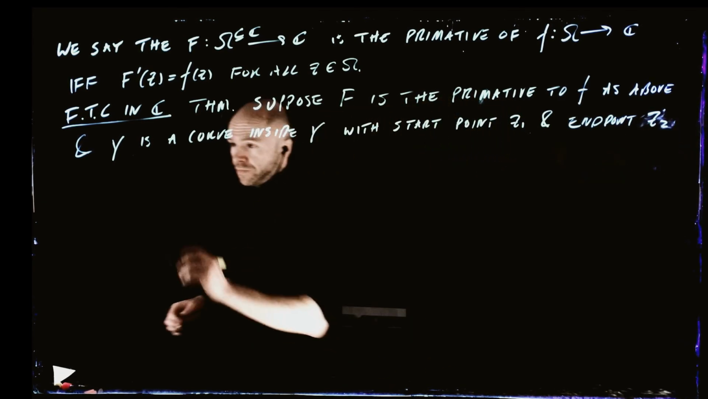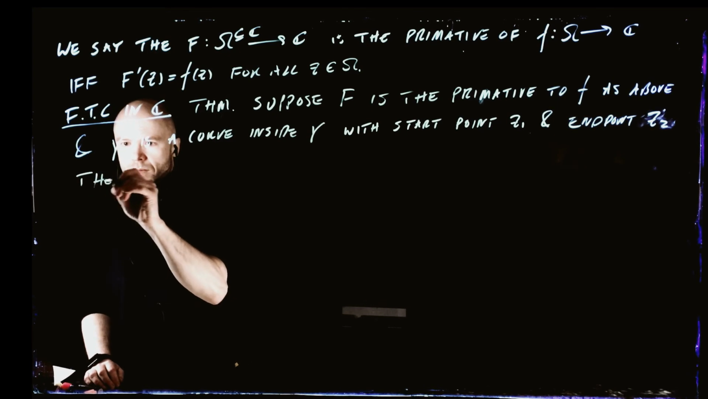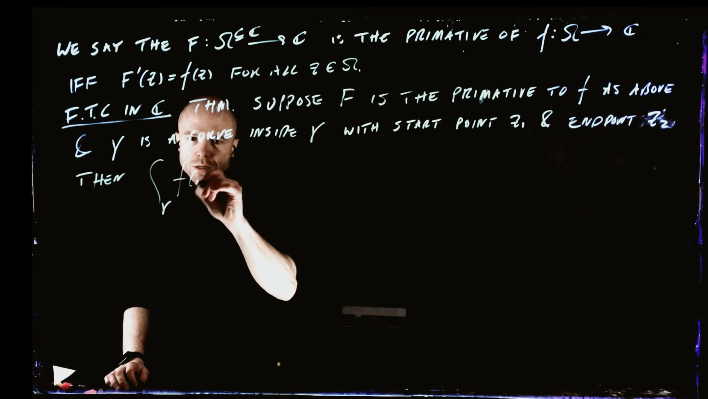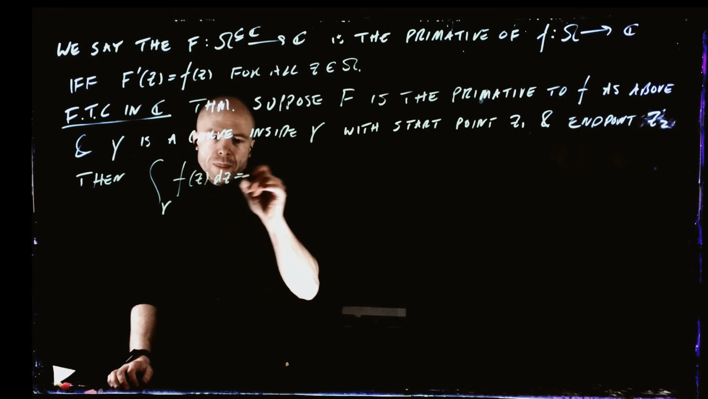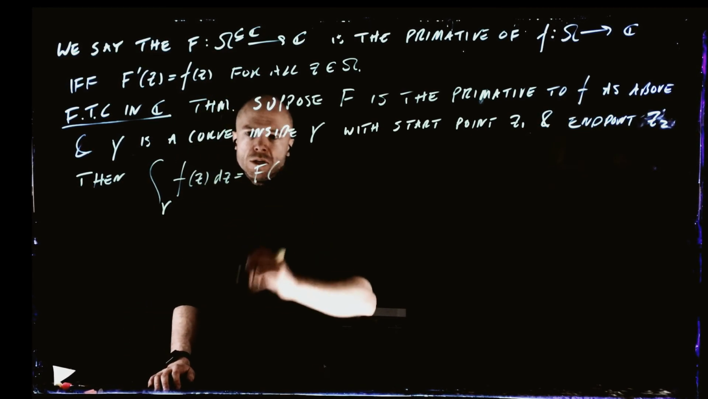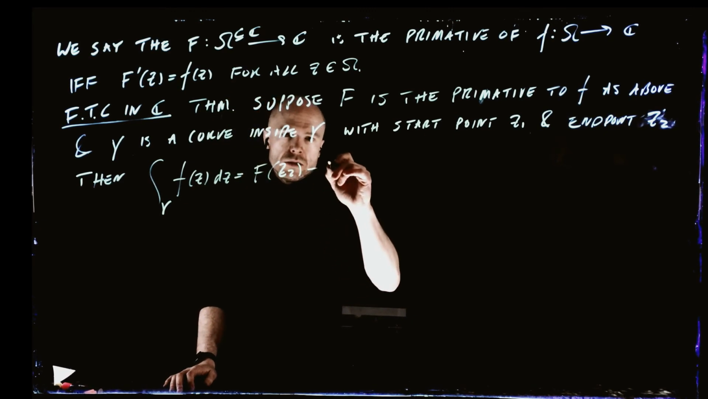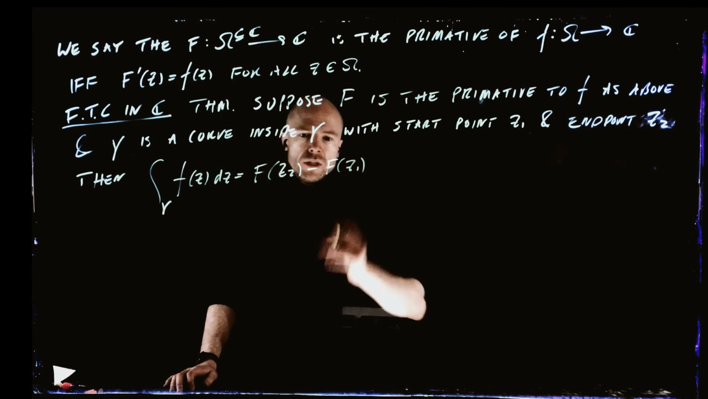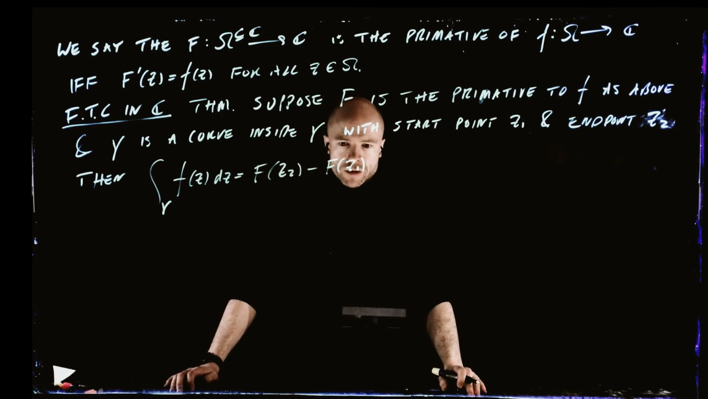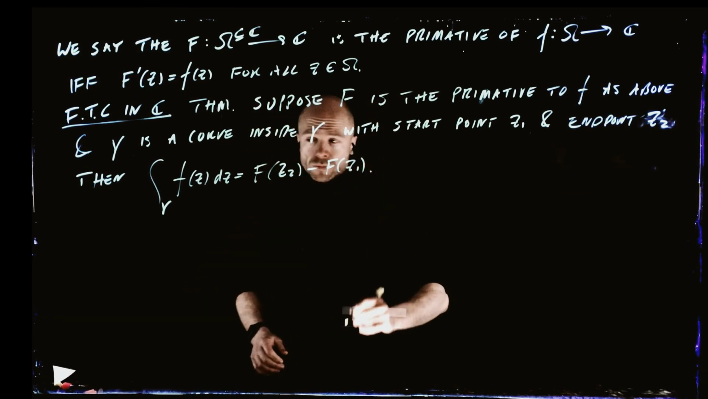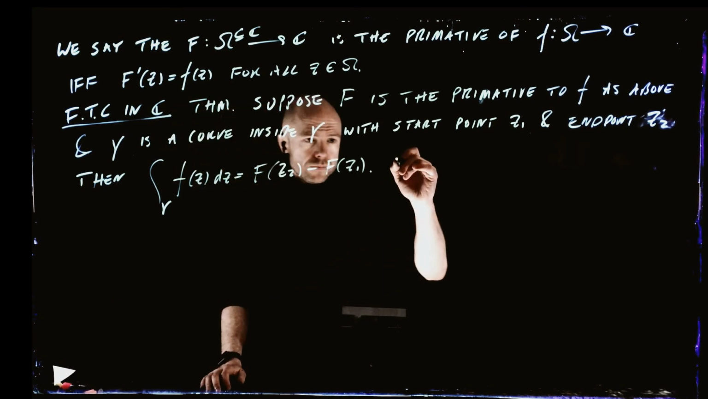Then, if we integrate over this curve f of z dz, it is equal to capital F of endpoint z2 minus the start point z1, exactly as the fundamental theorem of calculus on the real line. Okay? Proof.